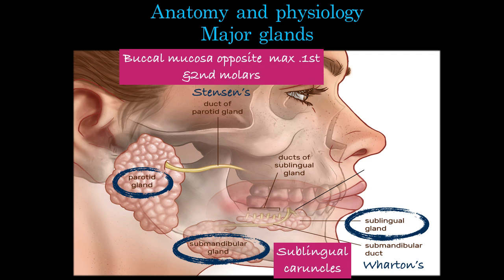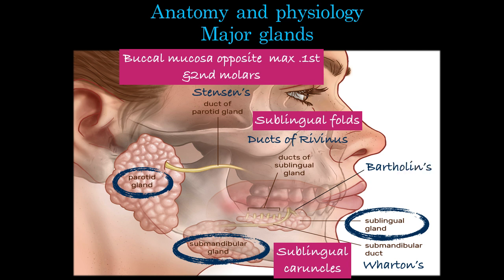Okay, and then we have the sublingual gland. The sublingual gland has numerous ducts. It has a lot of small ducts. These are called ducts of Rivinus. These are the multiple ducts you can see here. And it has a main duct. The main duct is called Bartholin's duct. The ducts of Rivinus open in the sublingual fold along the whole fold, while the Bartholin's duct joins the Wharton's duct and opens with it in the sublingual caruncles or sublingual papillae.